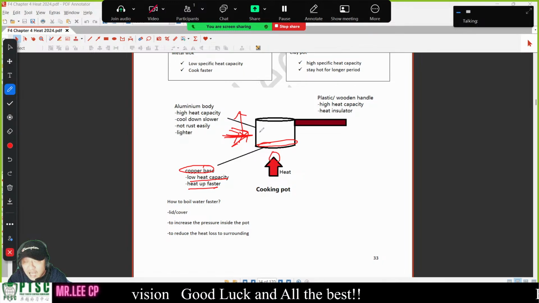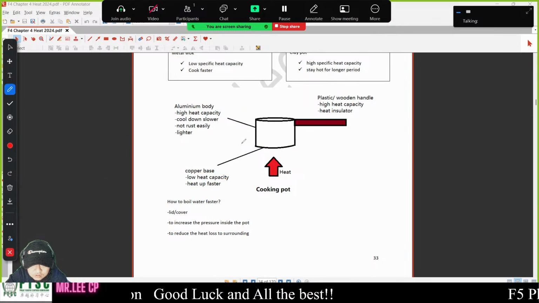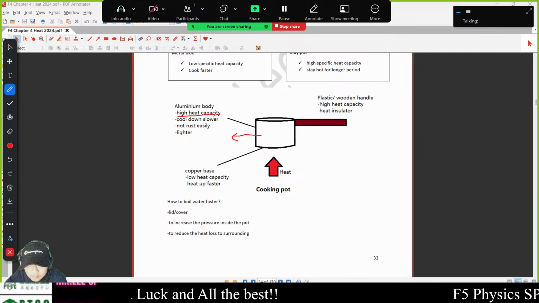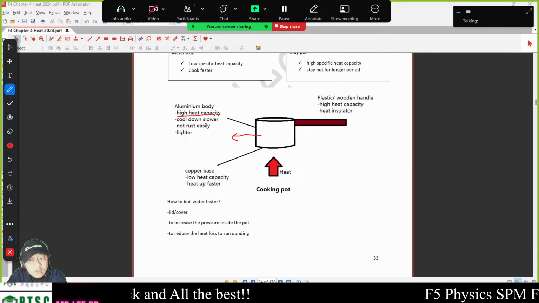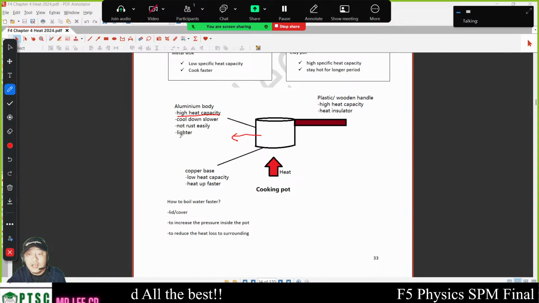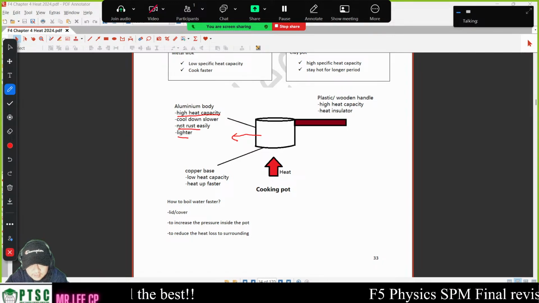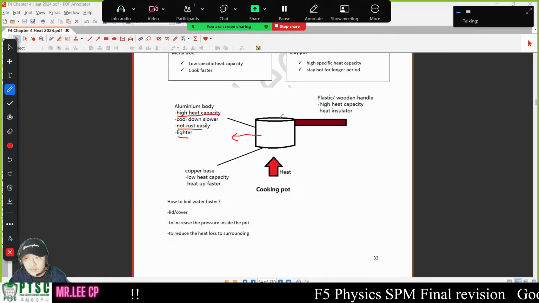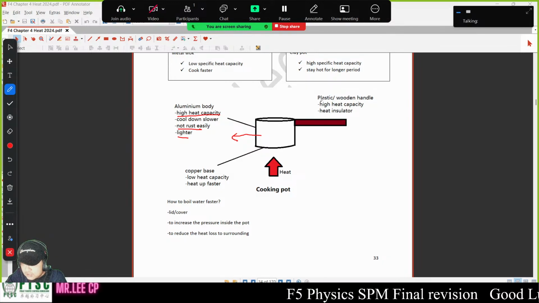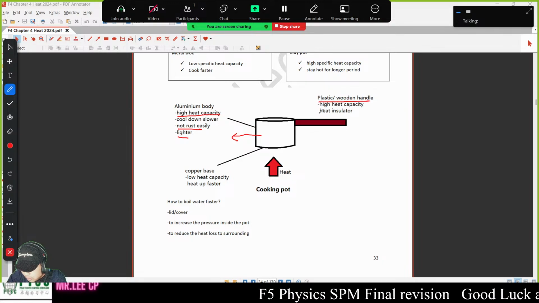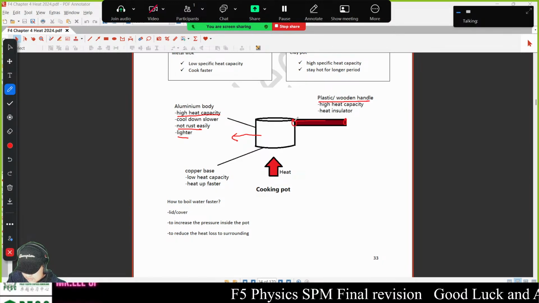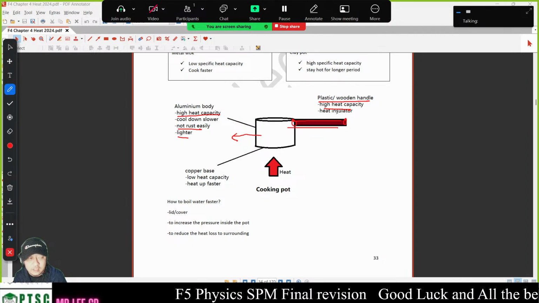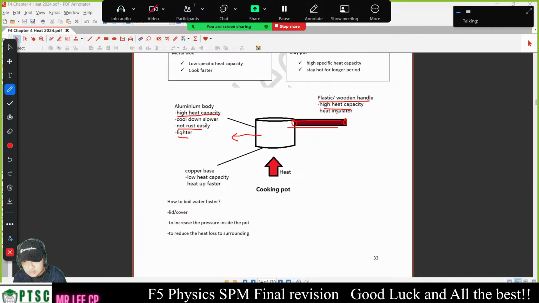But after heating up, the heat will go out, and you don't want it to go out. So higher heat capacity: aluminium. Aluminium is also light and does not easily rust. Now the next one is the plastic or wooden handle. The wooden handle is a heat insulator. So you need to know that.